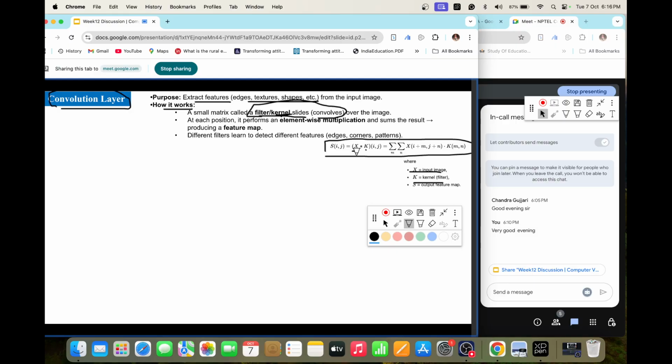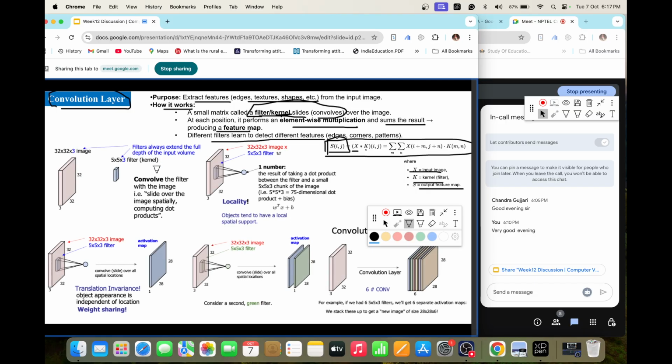Okay, and then this is the output of the convolution. That is known as the output feature map. So that is the whole convolution process. At each position it performs an element-wise multiplication and sums the result, producing a feature map. Different filters learn to detect different features: edges, corners, or patterns. So that is the whole thing about this convolution layer.